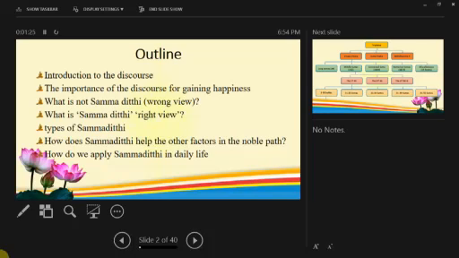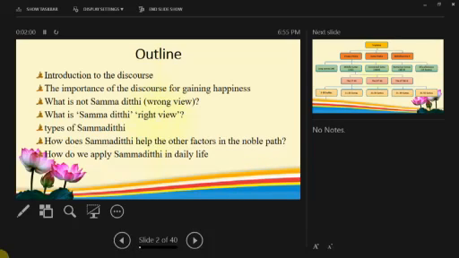After that, important factors will be discussed: the importance of the discourse for gaining happiness, what is not Samma Ditthi, and what is Samma Ditthi, right view. We will discuss the types of Samma Ditthi, how Samma Ditthi helps the other factors in the Noble Eightfold Path, and how we apply Samma Ditthi in daily life.